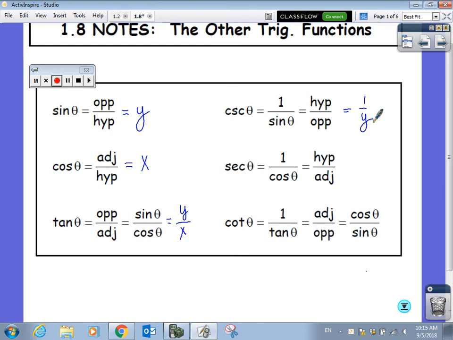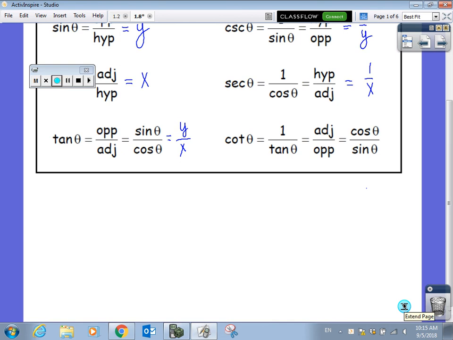Secant, reciprocal of cosine. 1 over cosine and secant are equal, which is adjacent over hypotenuse becomes hypotenuse over adjacent, x becomes 1 over x. And then cotangent is the reciprocal of tangent, so cotangent is 1 over tangent. Opposite over adjacent becomes adjacent over opposite. Sine over cosine becomes cosine over sine, which becomes x over y. The x's and the y's are what we use when the angle given, whether it's degrees or radians, is on the unit circle. If it's not on the unit circle, then that's when we use our SOHCAHTOA, and then the reciprocals.